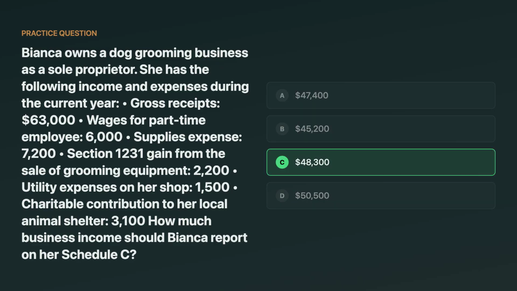The correct answer is $48,300. Schedule C net profit is gross receipts minus ordinary and necessary Schedule C expenses. $63,000 minus $6,000 minus $7,200 minus $1,500. Don't subtract the 1231 gain here. That's generally reported on Form 4797. And the charitable contribution is tempting to deduct, but it's not a Schedule C deduction for an individual.